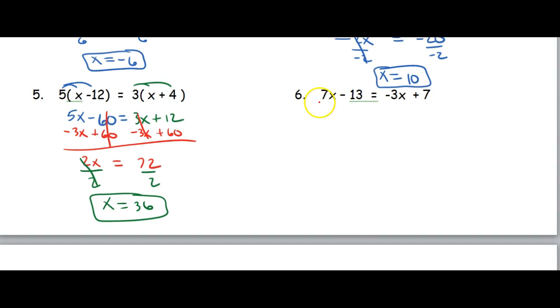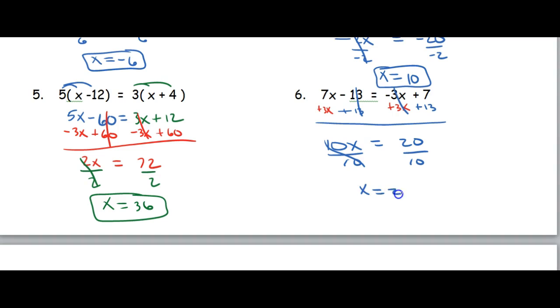Now, the next example. Do I have any simplifying on the left or right side to do? No. But I do know that I got to get rid of this negative 3x and bring it to the left side. I'm going to do it by adding 3x. Line it up under its like term. How do I get rid of the 13? Since it's negative 13, I add it. Line it up under its like term. And now, 7x plus 3x gives me 10x. Those eliminate, equals. Those eliminate. 7 plus 13 is 20. When I divide by 10, I end up getting x is equal to 2.